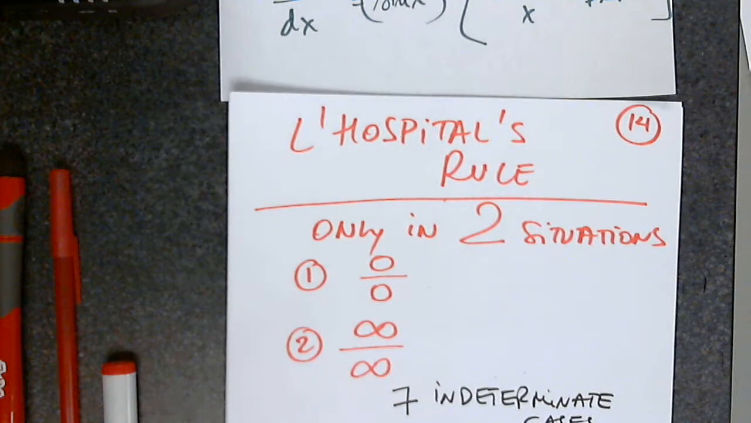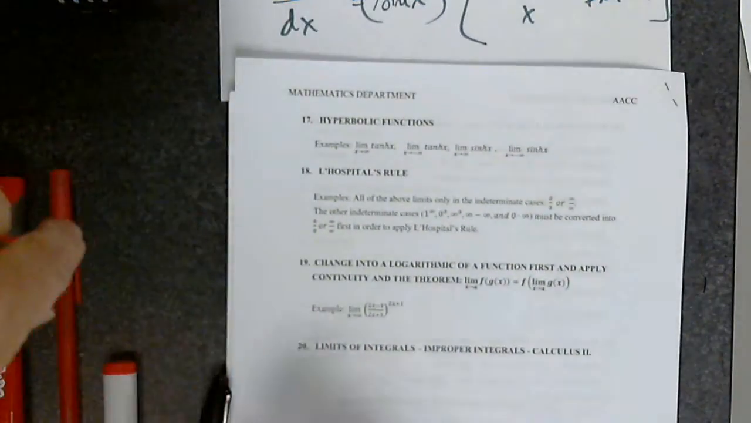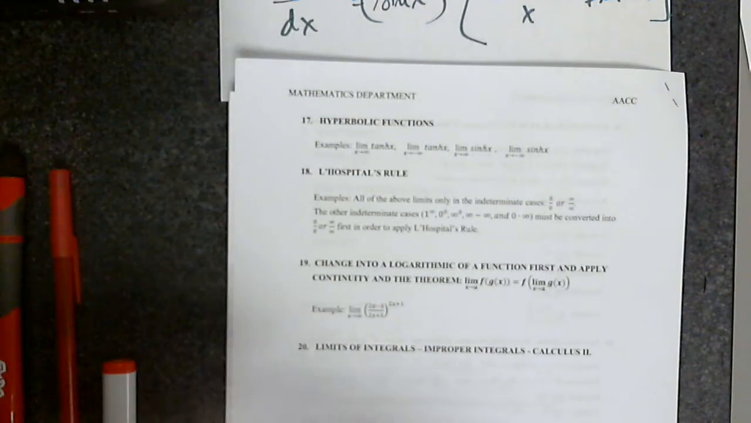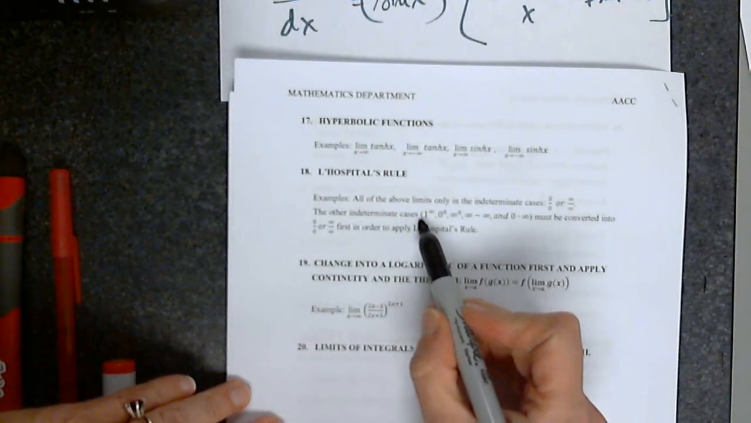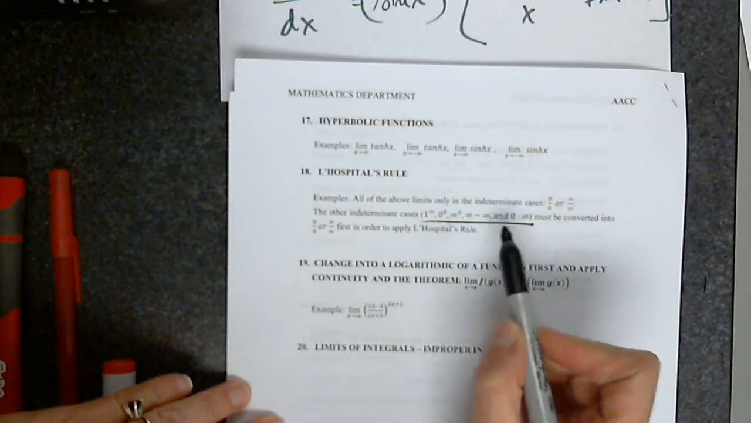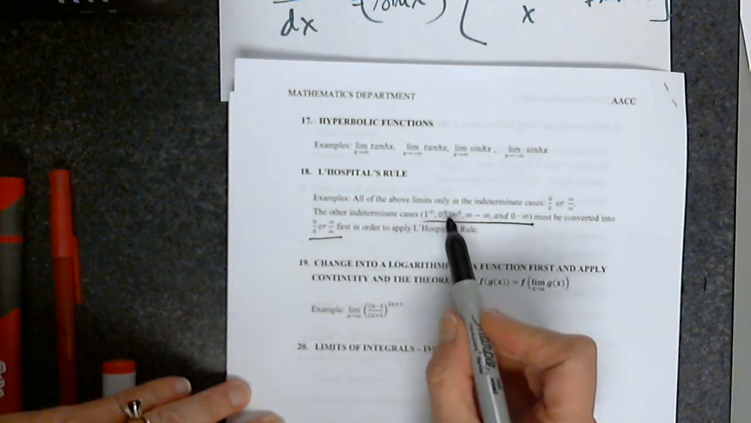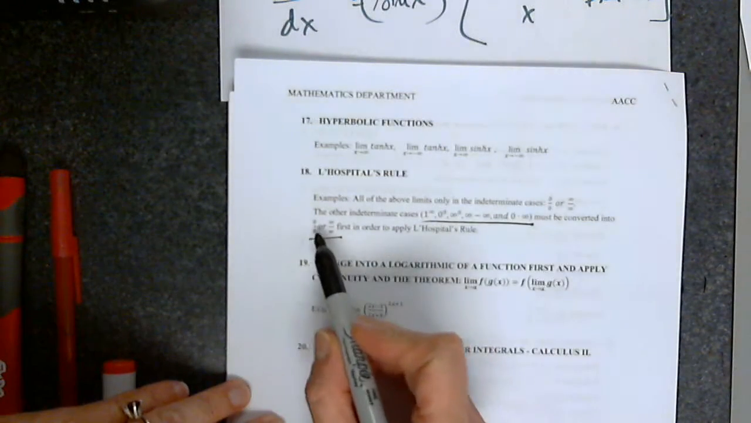Seven indeterminate cases. They are listed in the limits handout, in case you're wondering where I mentioned them the first time. So here it is, on the last page of the limits handout. Here they are: 1, 2, 3, 4, 5, 6, 7.